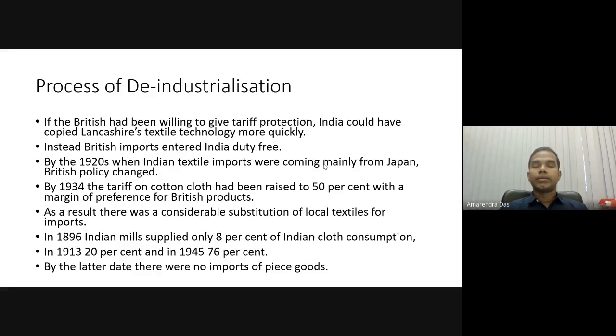India's production increased from 8 percent in 1896 to 20 percent in 1913, and 76 percent in 1945. And we shall discuss why this happened: because of the Swadeshi movement. So the production started in India, and by the later date, there were no imports of piece goods.